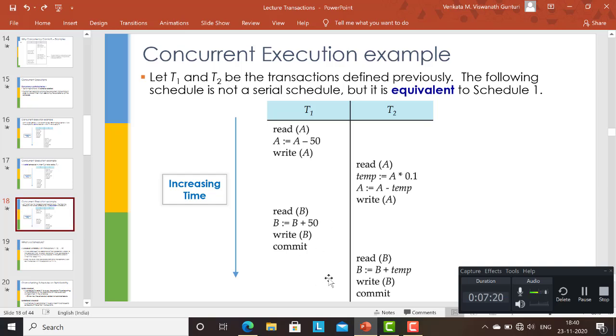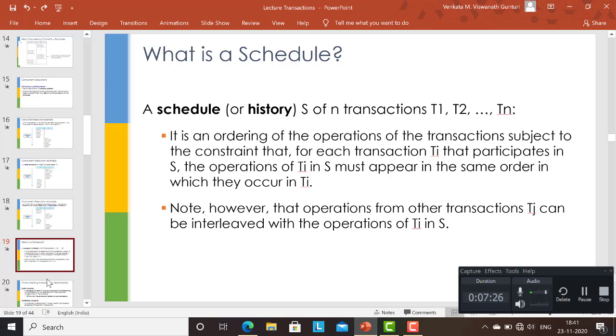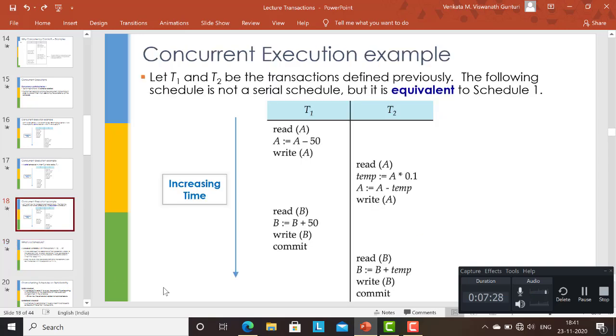So in the next video, we are going to talk more about what I mean by equivalence, right? There's something called conflict equivalence and all that. We'll see about that.